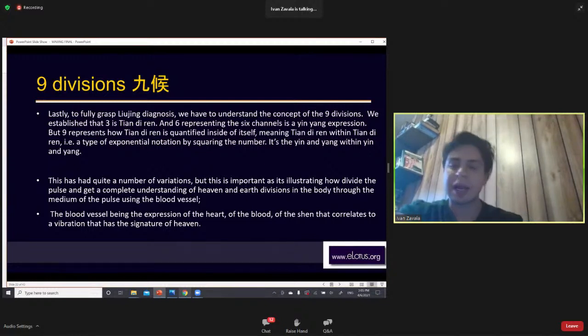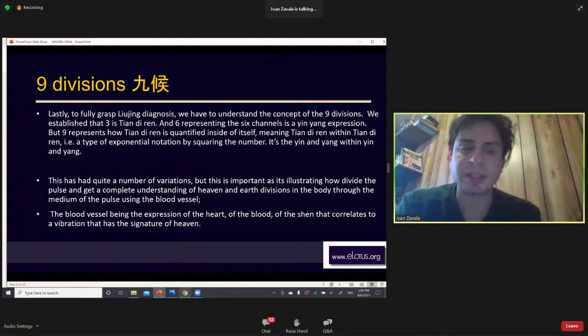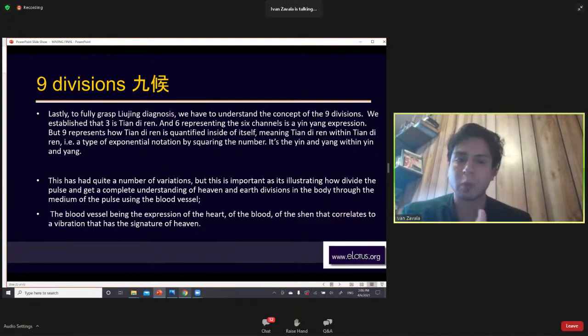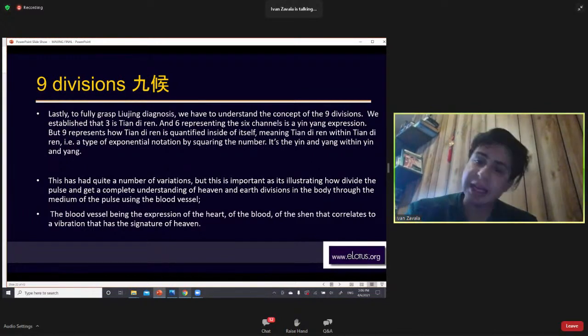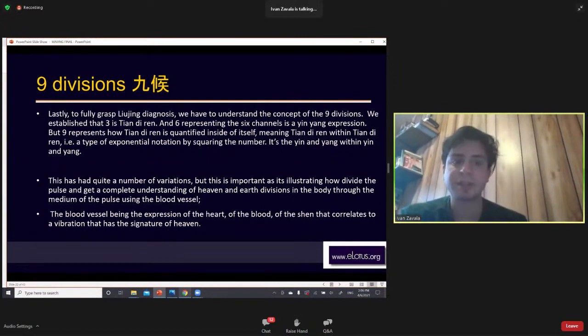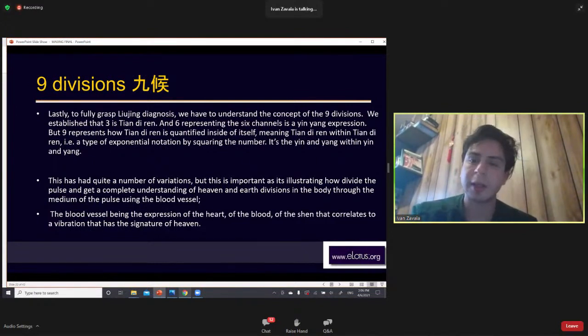Lastly, to fully grasp Liujing diagnosis, we have to understand the concept of the 9 divisions. We established that 3 is Tiandiren, and 6, representing the 6 channels, is a yin yang expression. We understand that 3 is Tiandiren, 6 represents the 6 channels, the Liujing, but then we have this number 9, the 9 divisions, or what I called the 9 indications previously. But 9 represents how Tiandiren is quantified inside of itself, meaning Tiandiren within Tiandiren, which is a type of exponential notation by squaring the number.